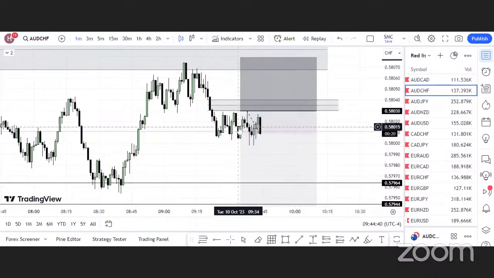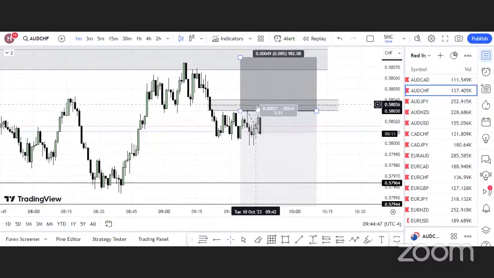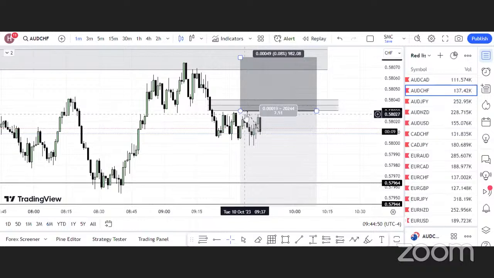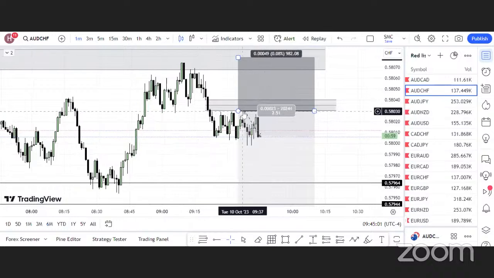In fact, the first time it tagged it, I didn't know it actually tagged it. I thought the market was going to come back inside here and then make a tag, but it actually tagged it. But if we are using a broker with a wide spread, this wouldn't have happened.